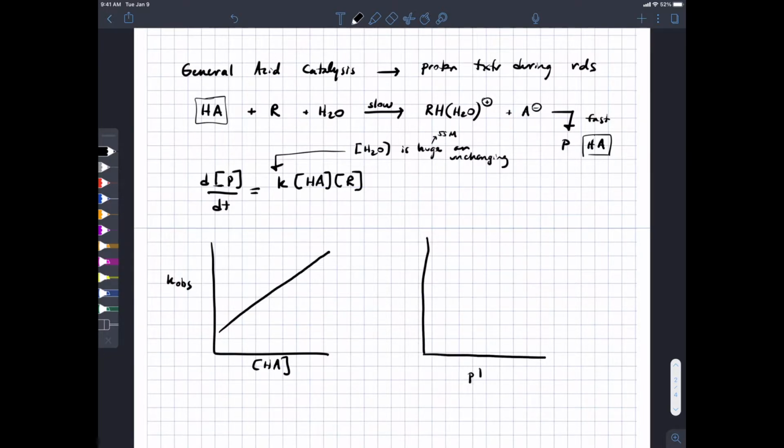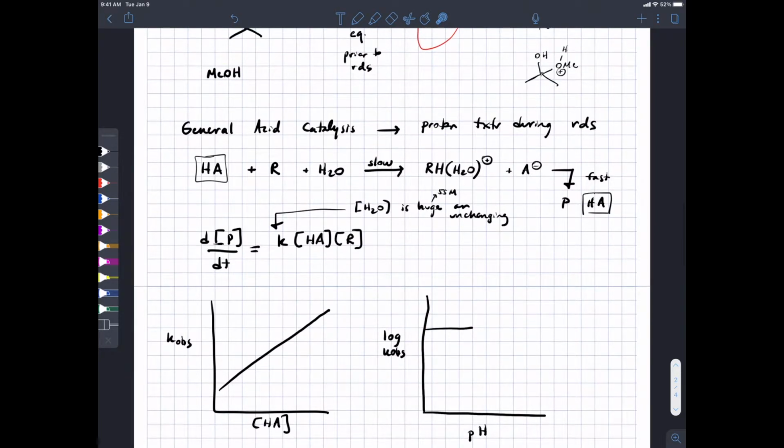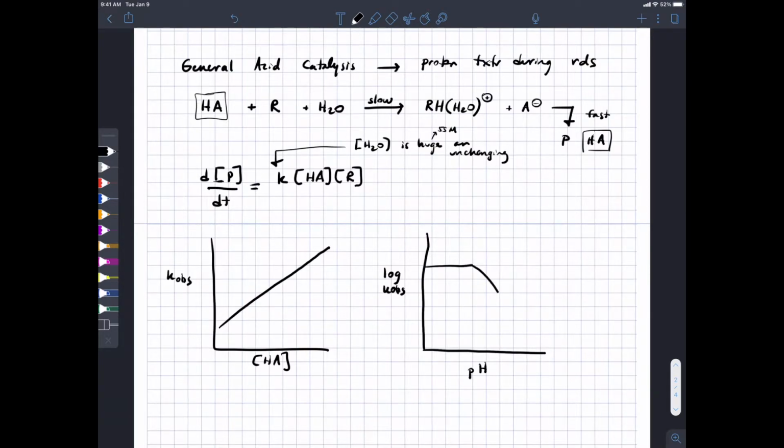Now, how would the rate depend on pH? This is actually interesting. If I change the pH, at first it's not going to matter until I get to a pH that's about the pKa of my acid. If the acid's involved in the rate determining step, changing pH won't matter as long as I have enough of that HA present. But as my pH gets close to the pKa of the acid, I'm going to see the rate drop off precipitously. And this point will be sort of the pKa of my acid.